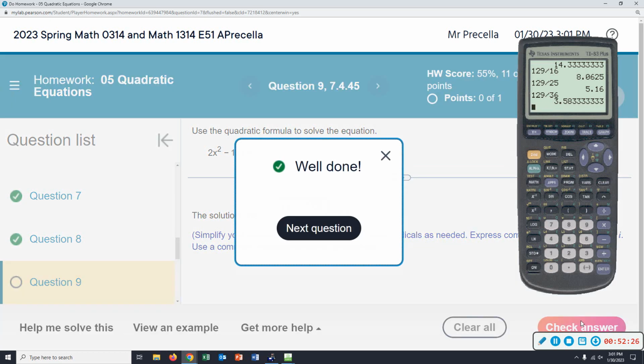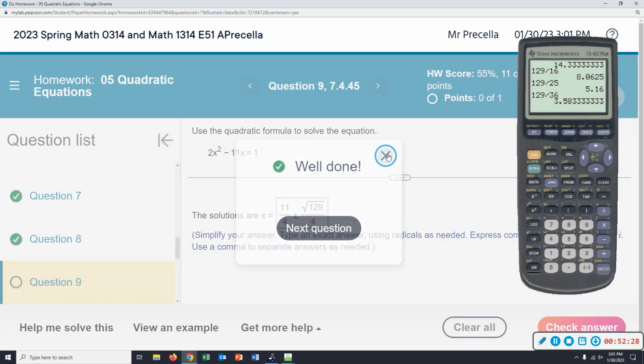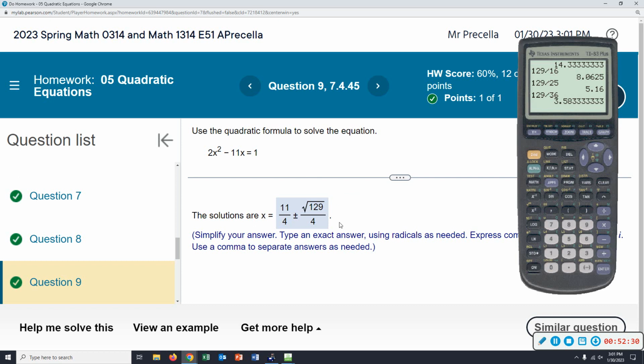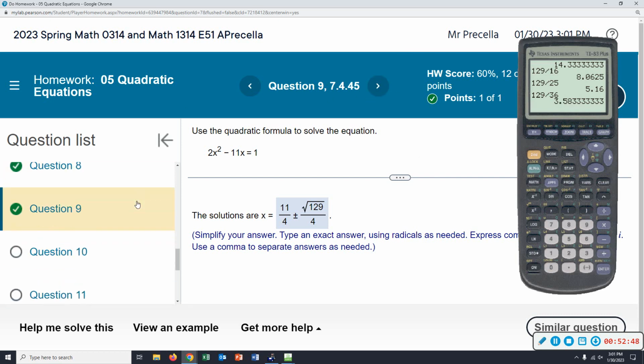Unless they change the programming over winter break, always take it if it's split up. And the fractions are reduced. They wouldn't accept it if it were 22 over 8. The fractions have to be, if there's a common factor, you have to cancel them. Let's see. Any other questions there?